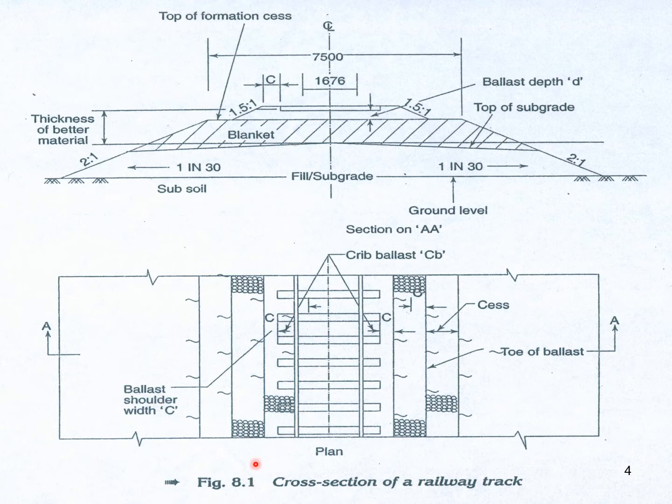Well, this slide is showing the cross section of a railway track and you can see the formation, and above the formation you can see the other important components of the railway track, and this is the top view of that track.